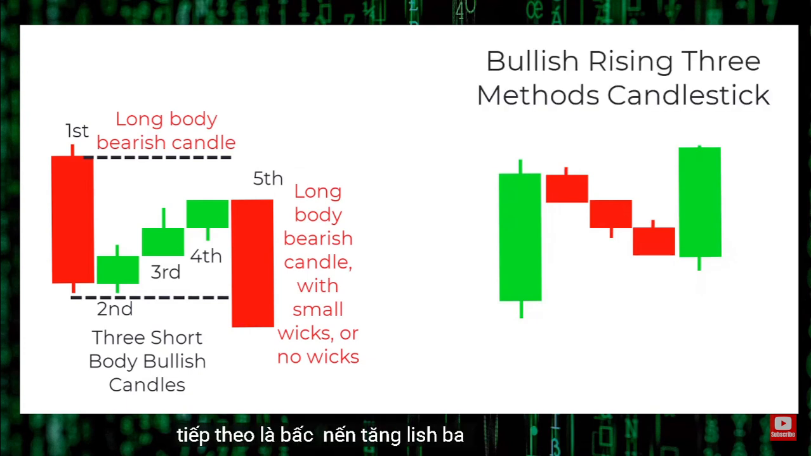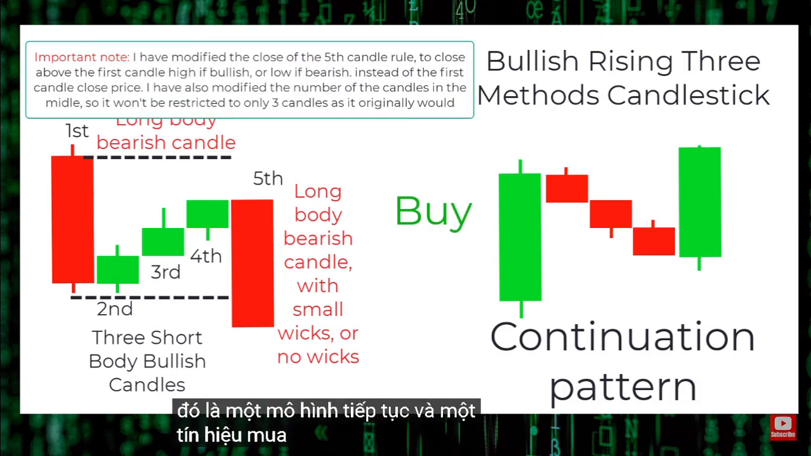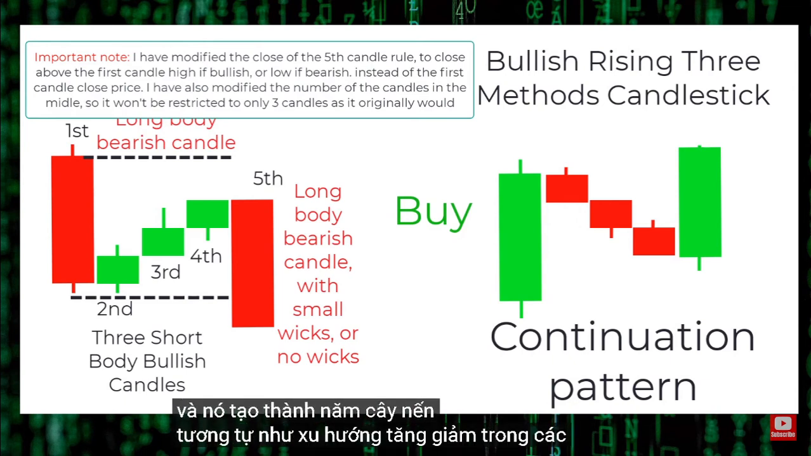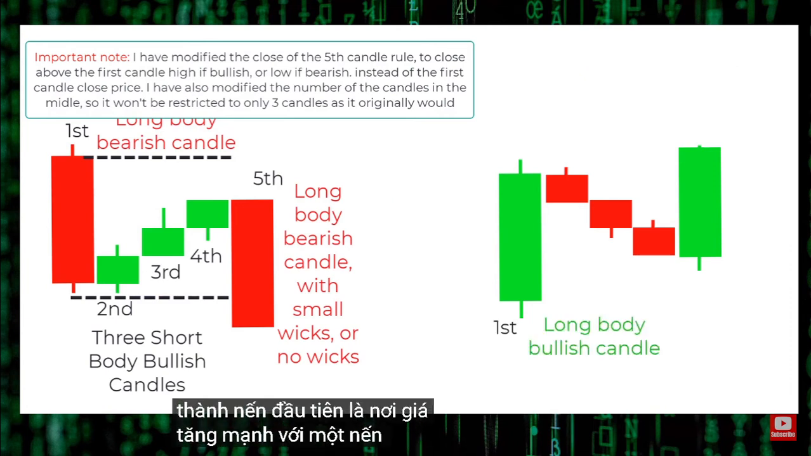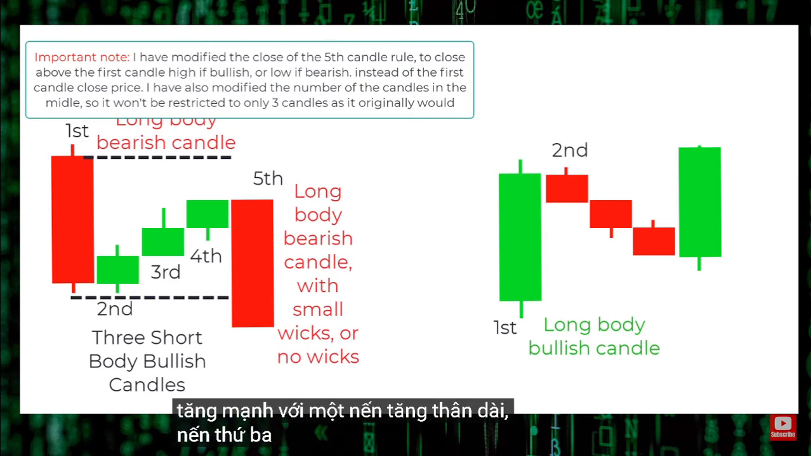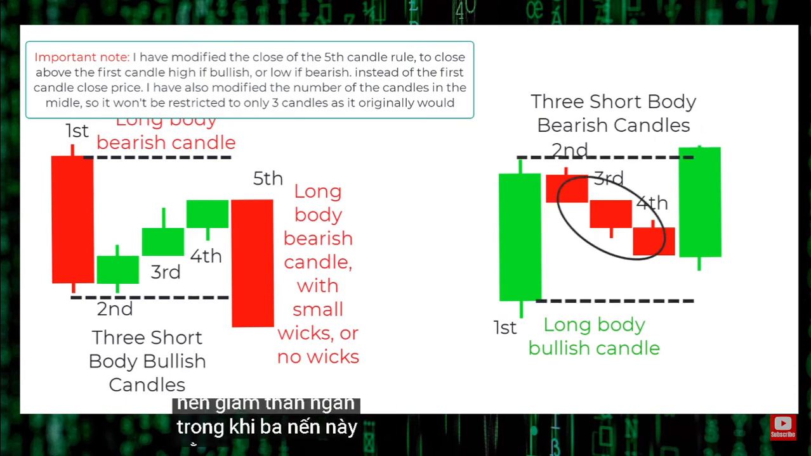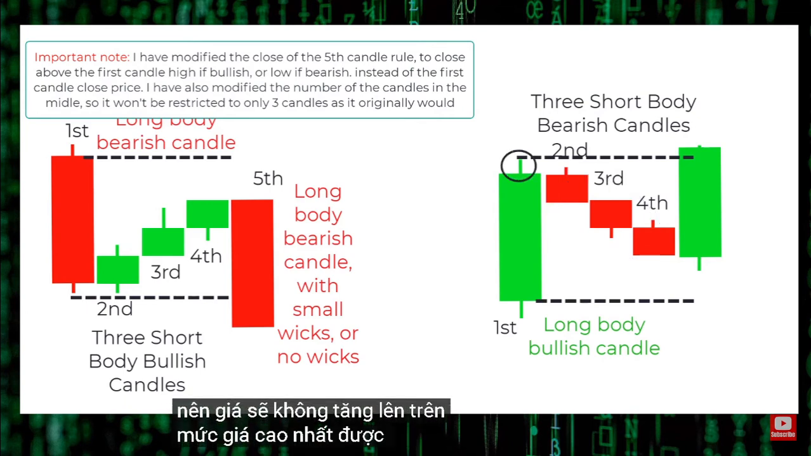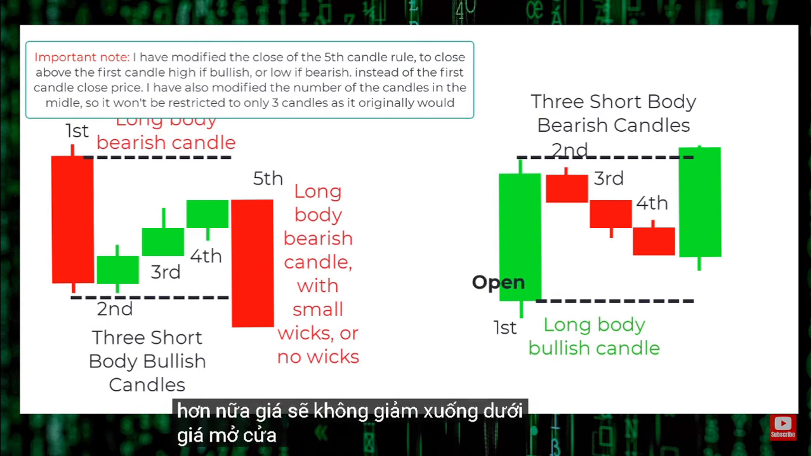Next is the bullish rising 3 methods candlestick. It's a continuation pattern and a buy signal, and it constitutes of 5 candles. Similar to the bearish rising in its rules and formation. The first is where the price makes a strong rise up with a long body, bullish candle. The second, third, and fourth is where the prices drop slowly with 3 short body, bearish candles, whereas these 3 candles are contained within the body of the first candle. So the price won't rise above the highest price registered by the first candle. Moreover, the price won't drop below the first candle open price.